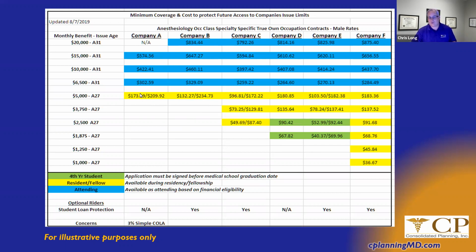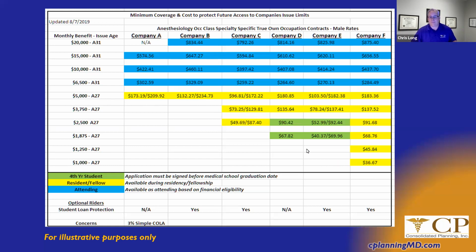Well, that's going to cost you more. So now you're spending $170 to $200 or more a month to carry that 5,000 of benefit. Now, other companies have both options, the future increase option rider, or they also have the benefit purchase type option rider. And you can choose one or the other.